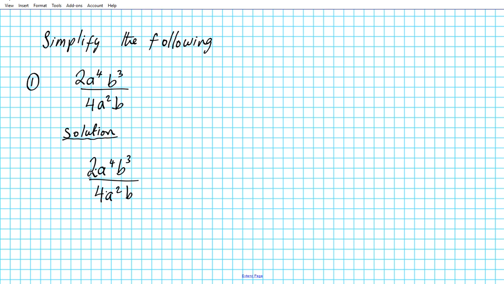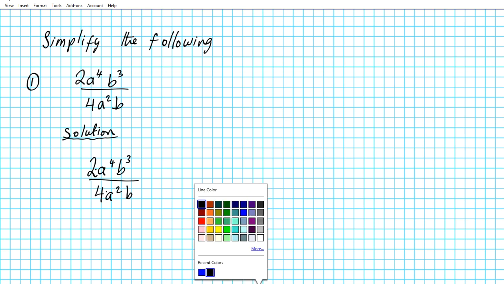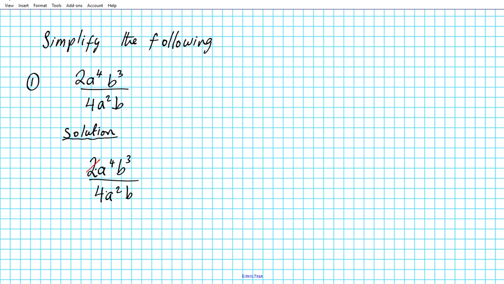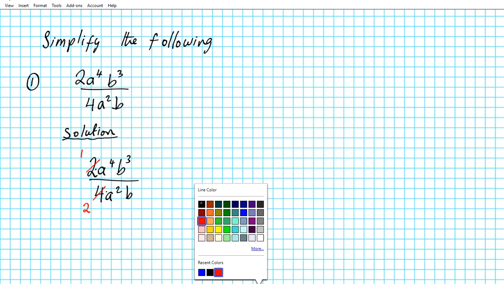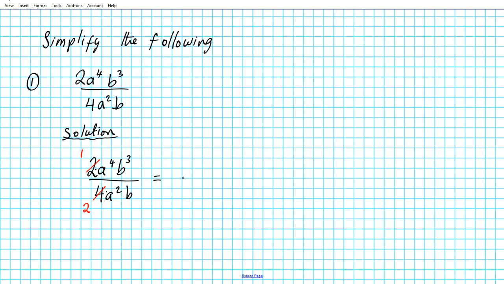All right, let's start by dealing with the numbers. We can divide top and bottom by 2. If we divide the numerator by 2, 2 goes into 2, 1, and 2 goes into 4, 2. We're dividing by 2 because the greatest common factor of 2 and 4 is 2. I assume you already know that. Now let's go to the application of the quotient property of exponents. So now in the numerator we have 1 times, and in the denominator we have 2 times.